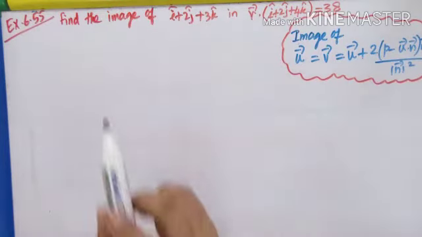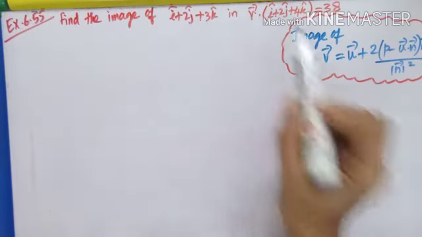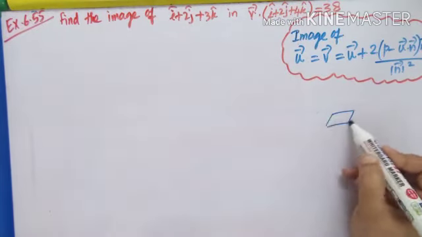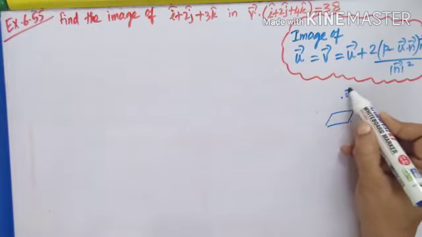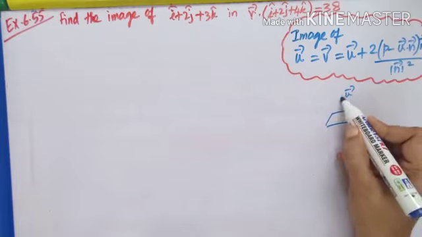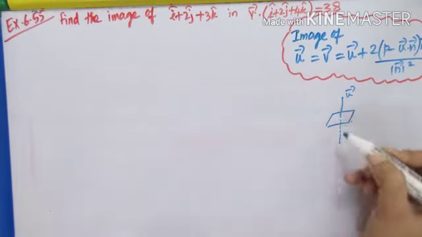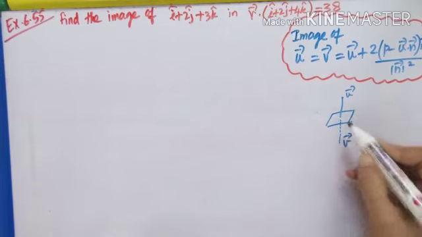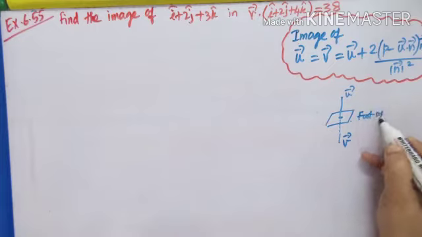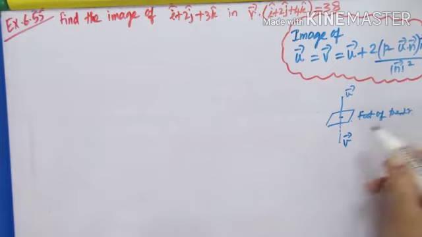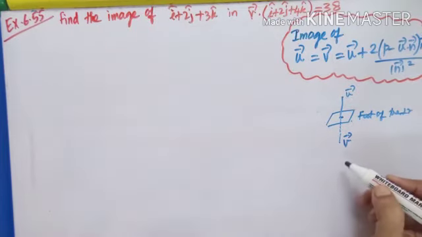The next model is finding the image of a point on a plane. See, this is a plane. A point is here. This is, let me say, u vector. I want to find the image, meaning this is a plane. The image will be here, say v vector. This point we call foot of the perpendicular. So earlier we have done foot of the perpendicular. Now my question is finding the image.